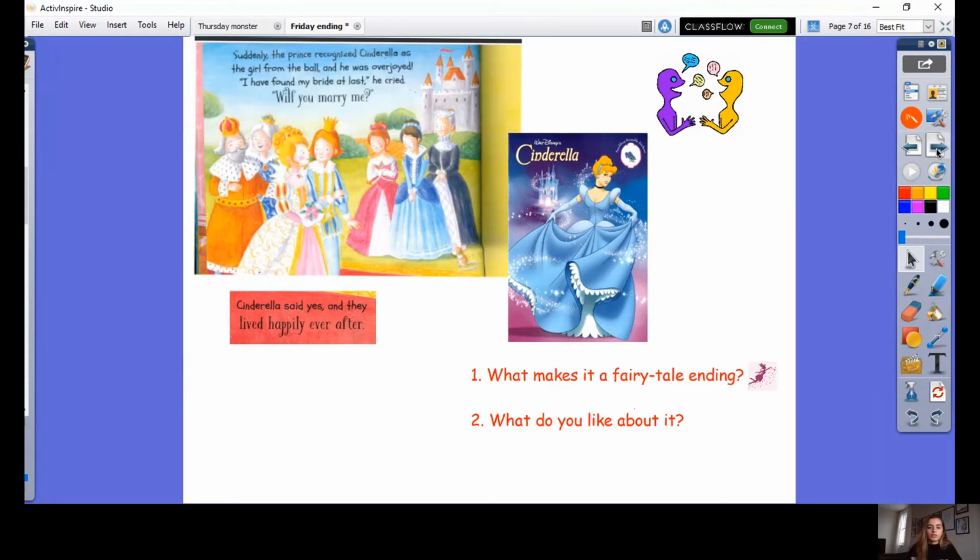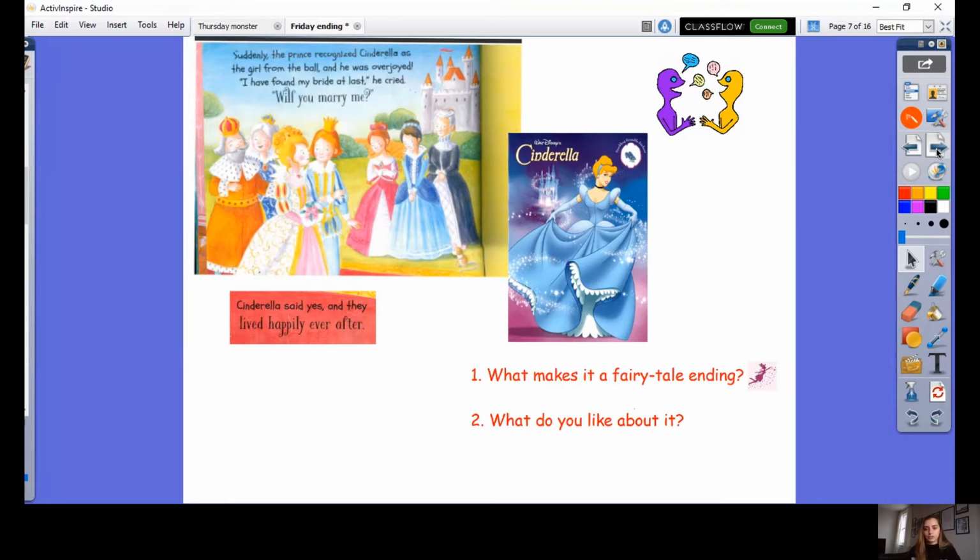Suddenly, the prince recognized Cinderella as the girl from the ball and he was overjoyed. "I have found my bride at last," he cried. "Will you marry me?" Cinderella said yes, and they lived happily ever after.